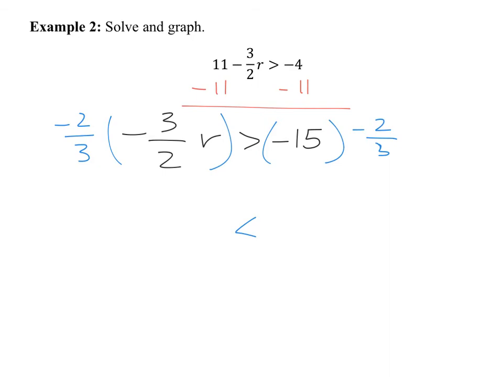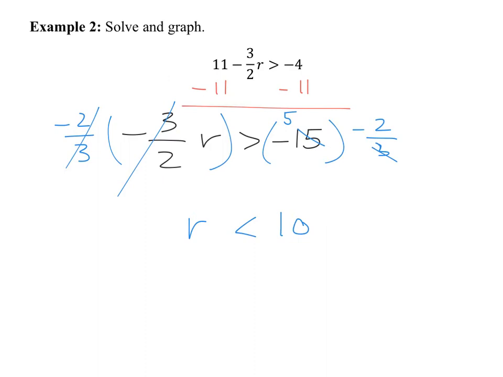If you didn't, you just simplify, right? Simplify this, and this becomes a 5. So you end up with 10. 5 times 2 gives you a 10. Now, I have a negative times a negative on the right-hand side, so that's definitely a positive still. On the left-hand side, I simply have r that's left over. This cancels with this. So r is less than 10.